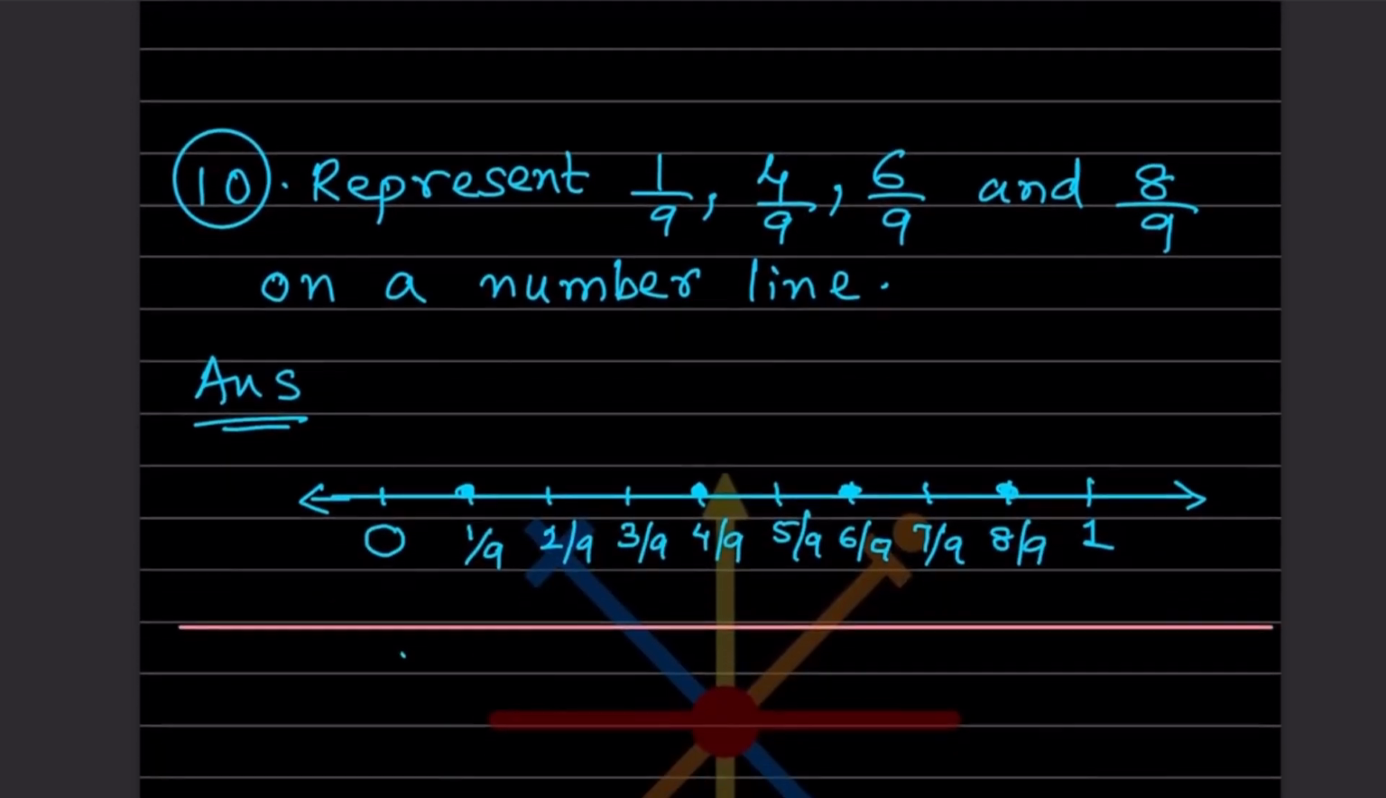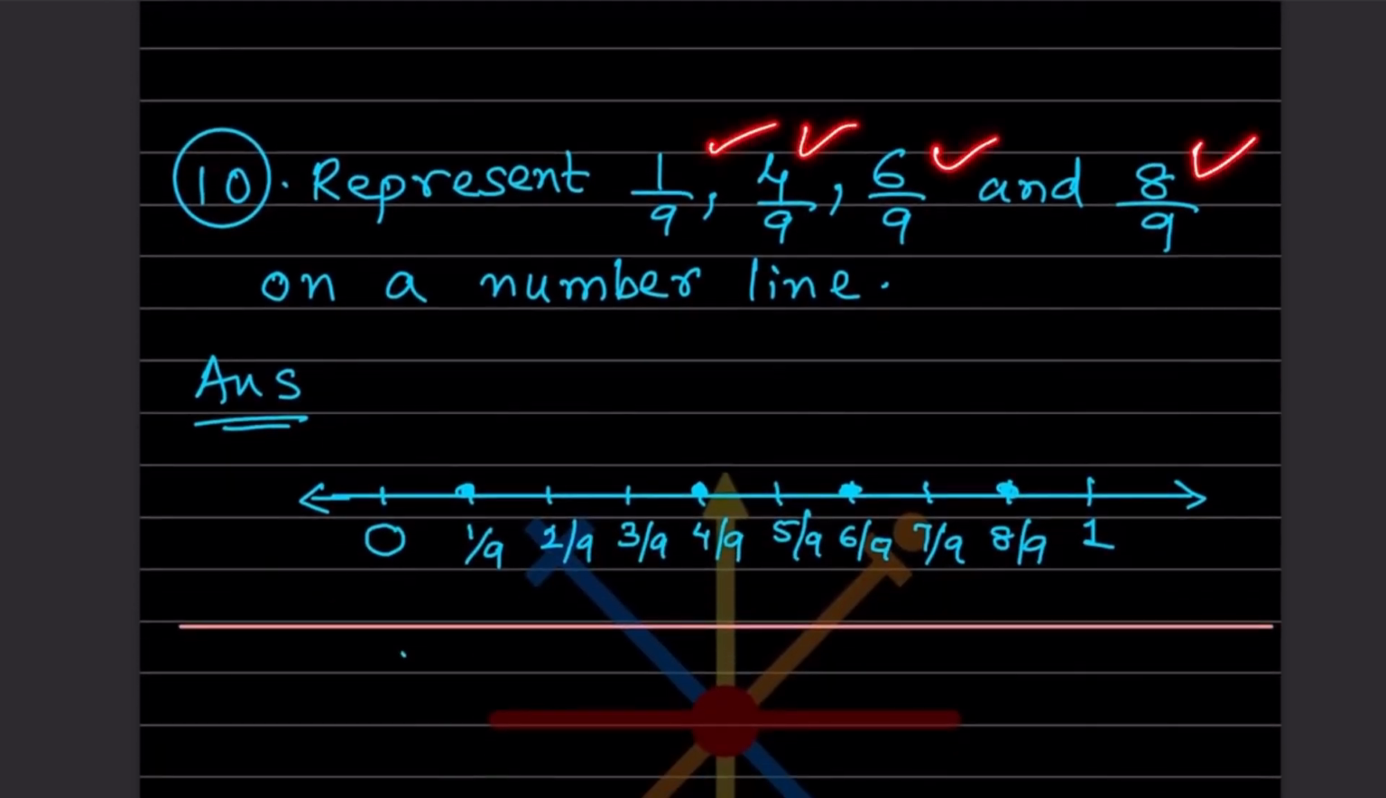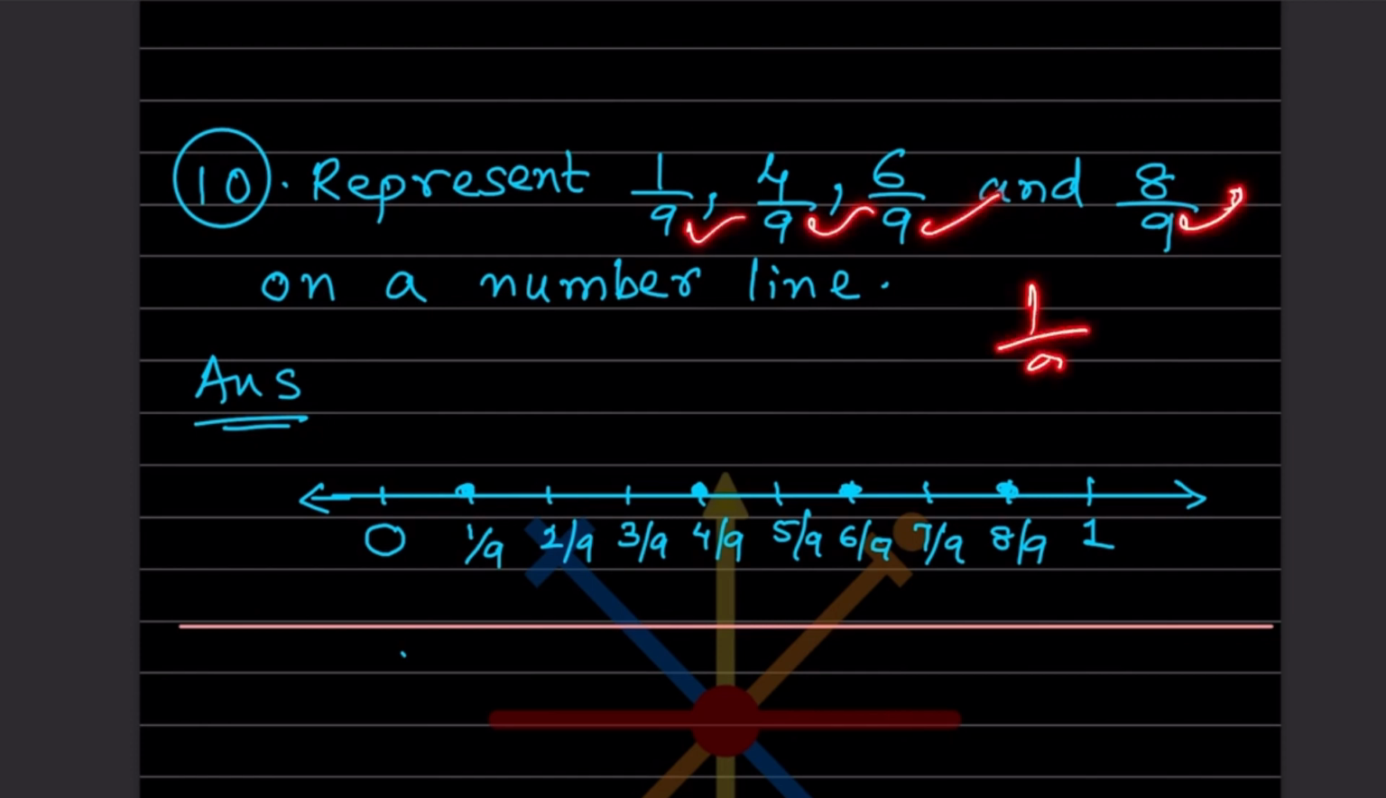So the next one is represent 1 by 9, 4 by 9, 6 by 9 and 8 by 9 on a number line. So you see all the denominators are same. And when we say 1 by 9, this is going to be less than 1, isn't it? So now what are you going to do? Just try to draw one line from 0 to 1.